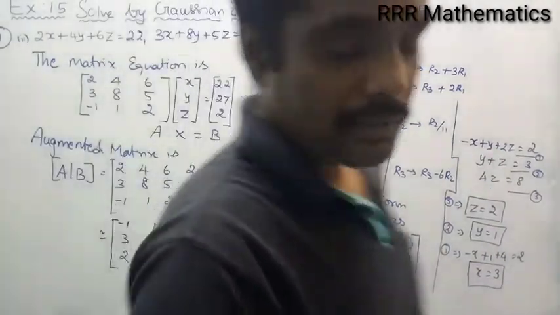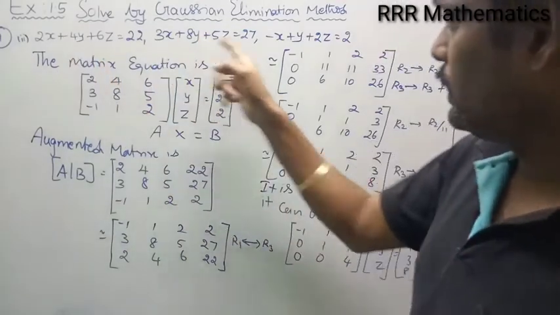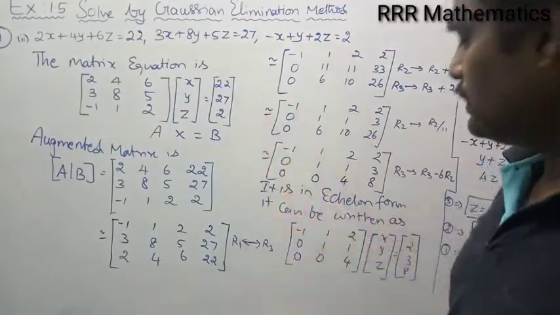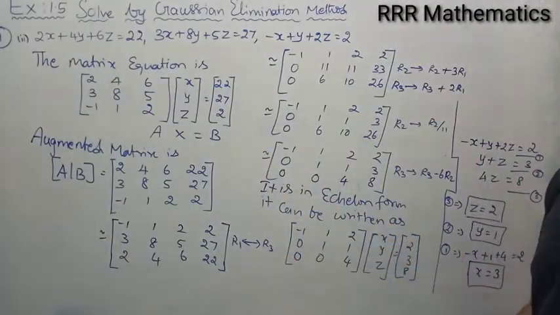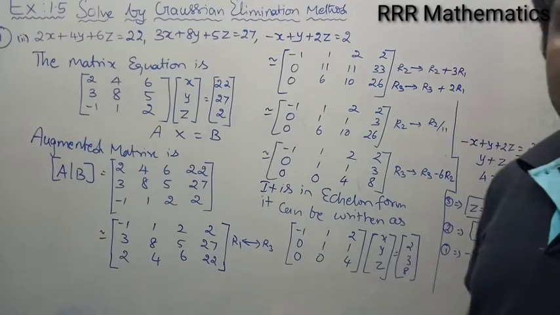After getting the x, y, z values, just substitute here or here or here. Check whether it satisfies, then the solution of x, y, z is correct. In this way, you can verify the solution. Is it clear?